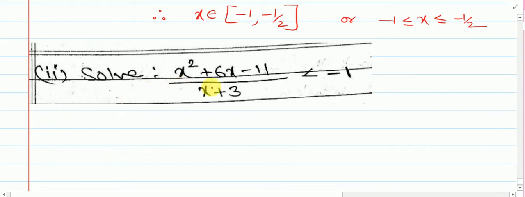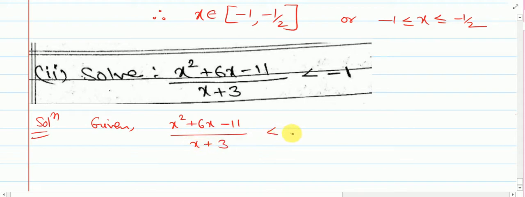So here we have to solve this. That means we are looking for the values of x for which this inequality holds. Okay, so solution: given x square plus 6x minus 11 upon x plus 3 is less than -1. Okay, and here x will be a real number.